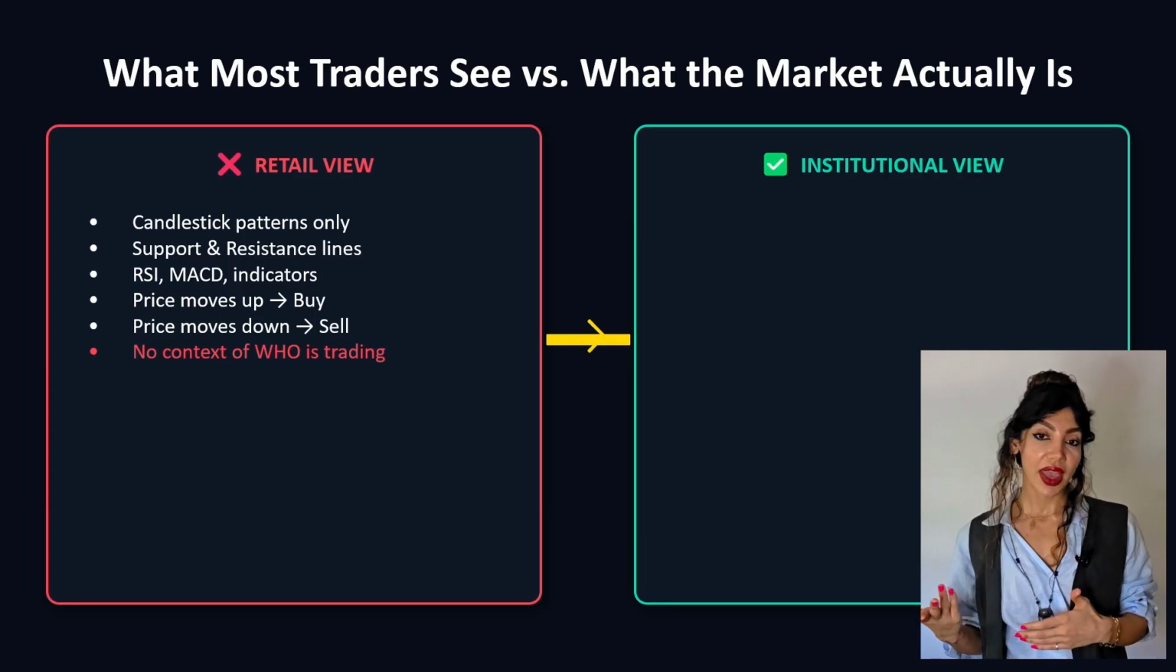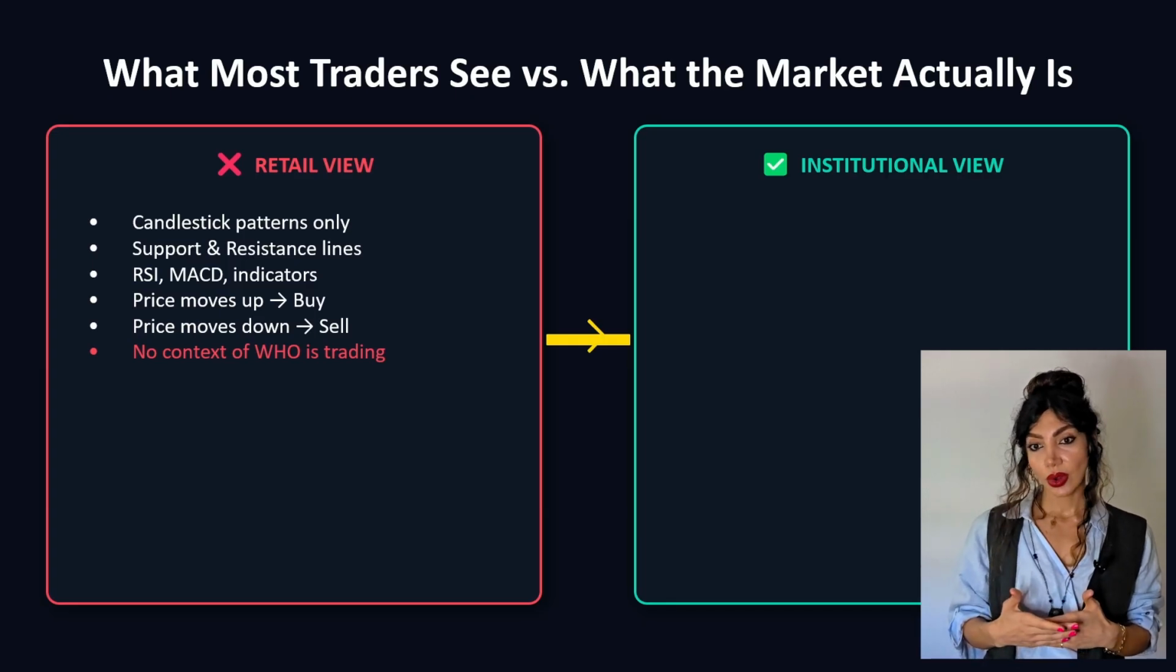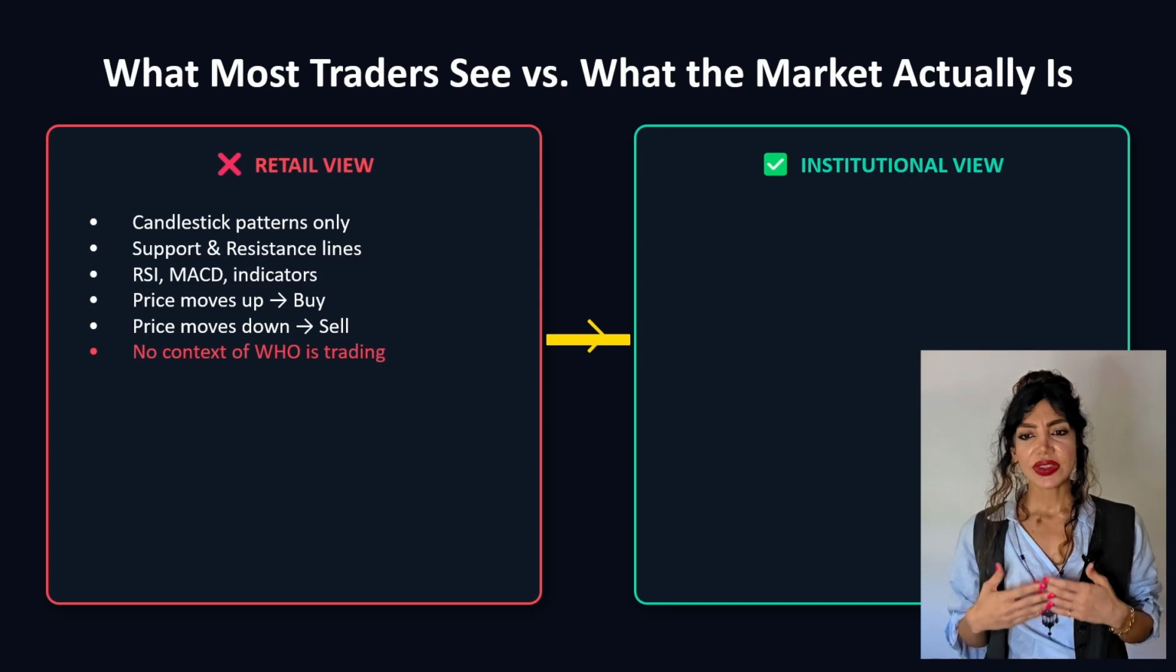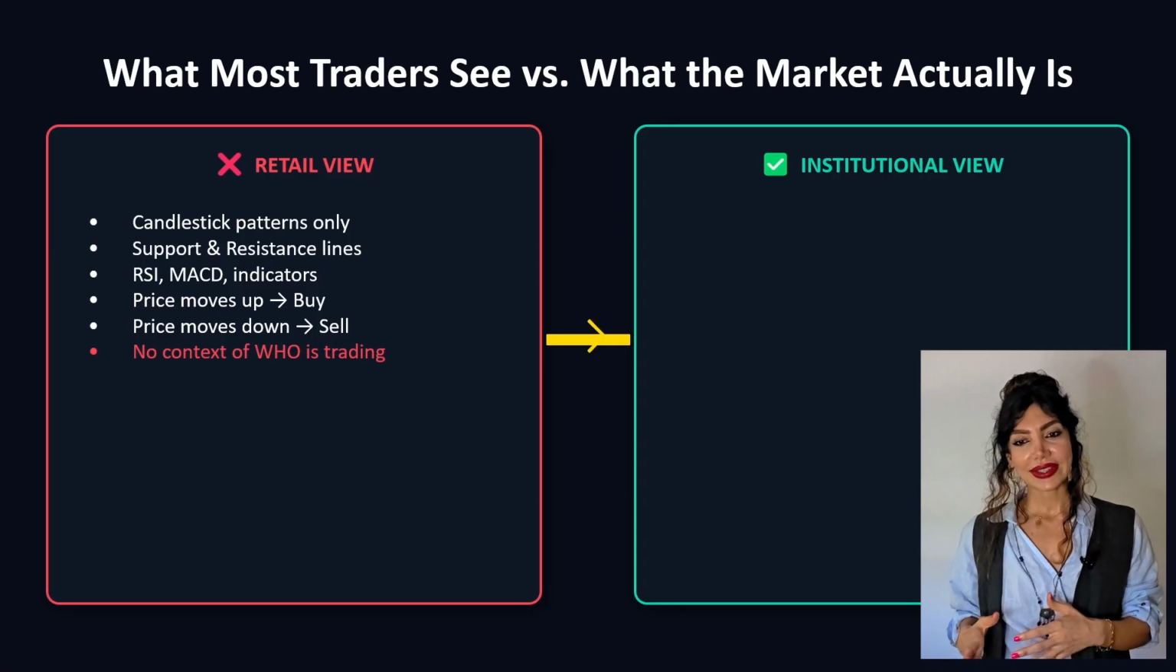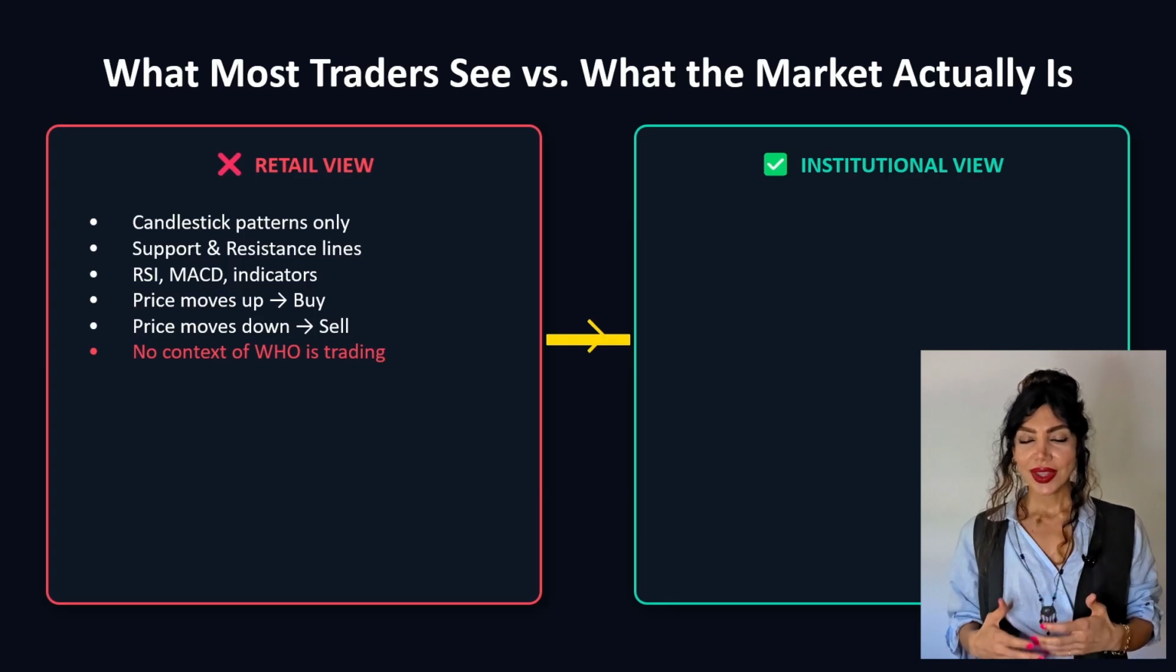Price goes up, they buy. Price goes down, they sell. And there's nothing wrong with that, except for one thing. They have zero context of who is actually moving the market. Now, look at the right side. This is the institutional view.